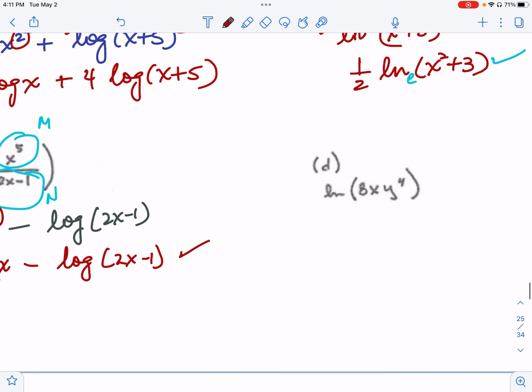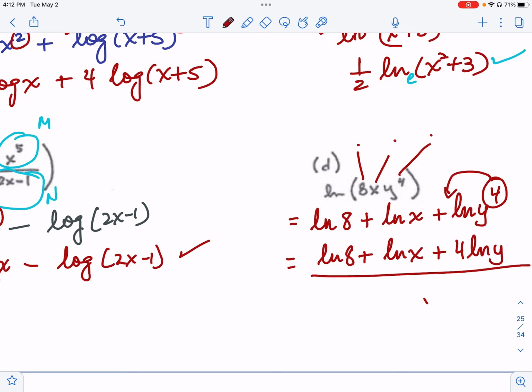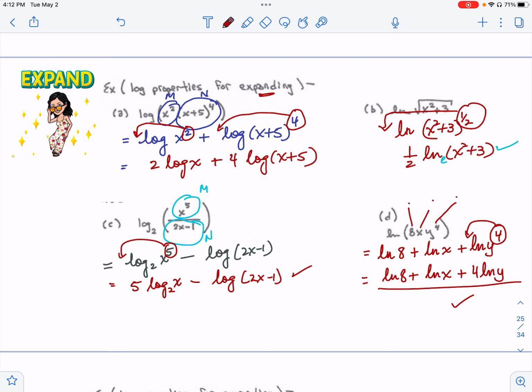The last one, I have natural log of 8 times x times y to the fourth. So this is all multiplication. I should be able to apply the product rule to it, which means natural log of the first number plus natural log of the second number plus natural log of y to the fourth power. One other step, we could bring this 4 and drop it here. Other than that, this is all expanded. We've expanded it as best we can.